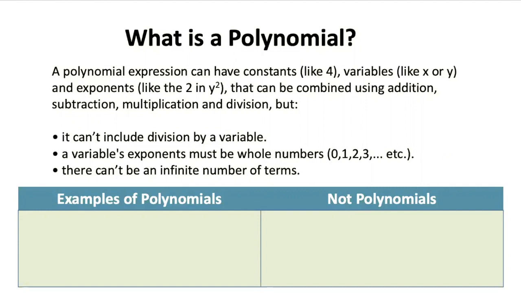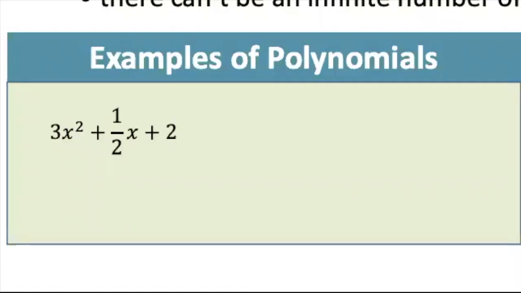Okay, so the numbers starting at 0, 1, 2, 3, and so forth. No decimals, no fractions, no negatives. There can't be an infinite number of terms. So let's take a look at a few examples. This would be a polynomial. All the exponents are whole numbers, and we don't have division by a variable. Same is true for this one and this one. Even though it's simple, it's still considered a polynomial. In fact, it's called a monomial.